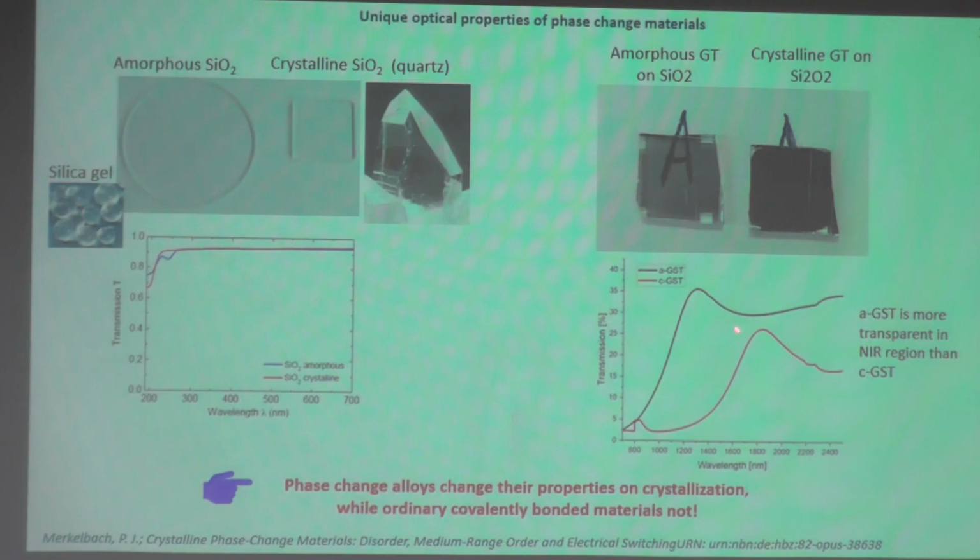Here we can also see this nicely in the optical transmission measurement. This is the amorphous state, and this is the crystalline state, and you can see that the amorphous state is more transparent than the crystalline state. So what we see here is that phase change materials always change their properties on crystallization, unlike ordinary covalently bonded materials, like silicon dioxide.